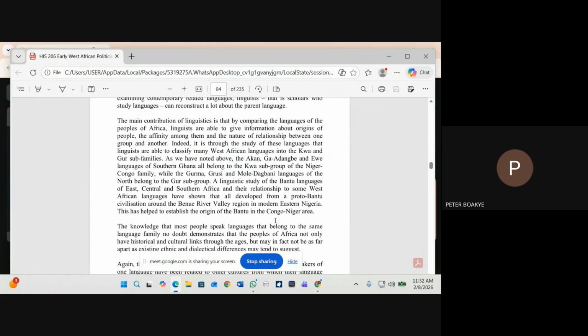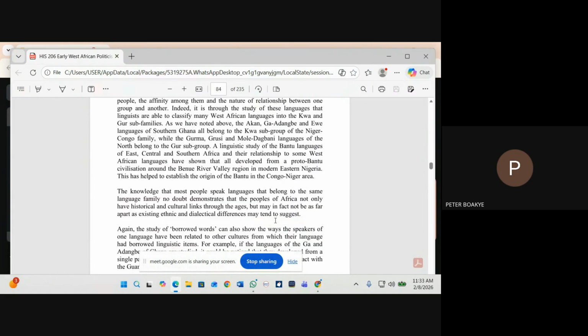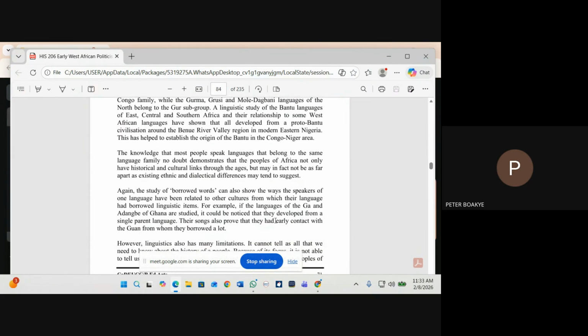A linguistic study of Bantu languages, that is the Bantu languages of East, Central and Southern Africa, and their relationship to some of the West African languages, has shown that all developed from the Proto-Bantu around the Benue River region in modern Eastern Nigeria, and this has helped to establish the origin of the Bantu in the Congo-Niger area.